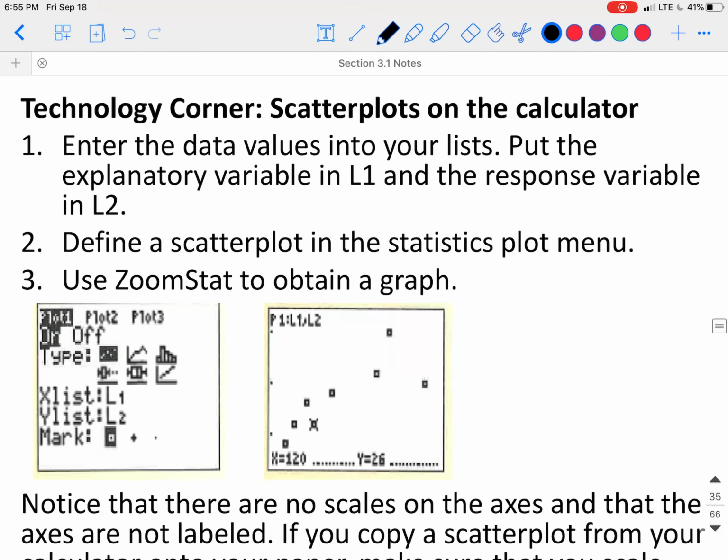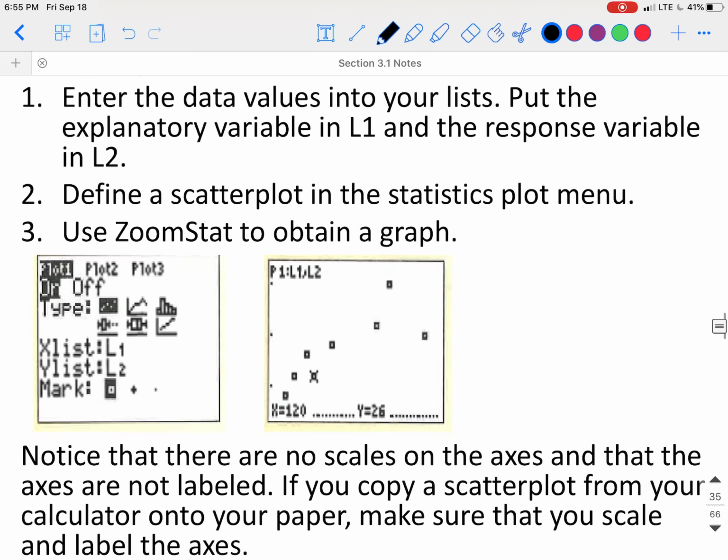Now, you can use your graphing calculator to create a scatter plot. To do this, you're going to enter your data values into your list. You'll put your explanatory variable in list 1 and your response variable into list 2. You're going to define a scatter plot by hitting second y equals to go to your plot. You're going to turn plot 1 on. You will select scatter plot. You can change what mark you want to make, but you do need to make sure that your X list is list 1 and your Y list is list 2.